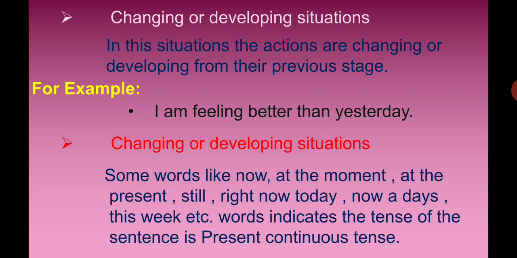So these are the hinting words for you: now, at the moment, at the present, still, right now, today, nowadays, tonight, this week, this year, this month, this time, right? If they are in the sentence, then you can identify the tense of the sentence. What can it be? Yes, the sentence is in present continuous tense.